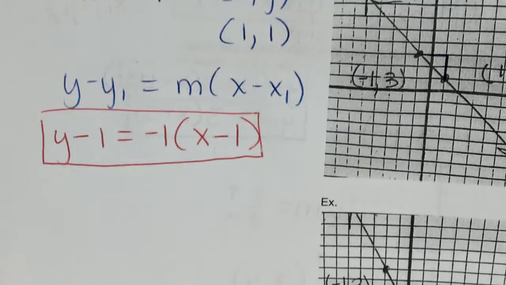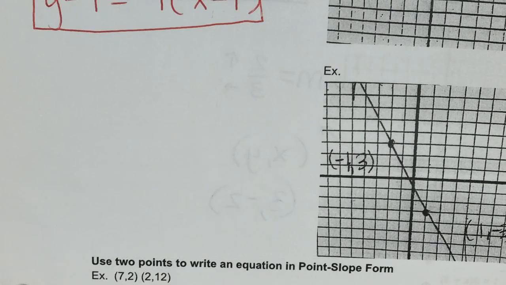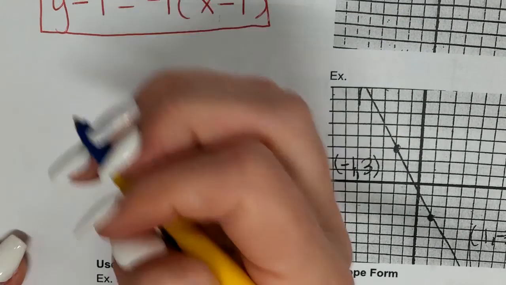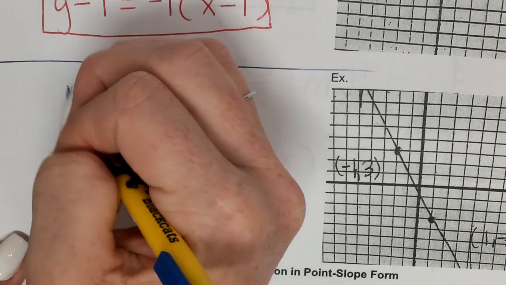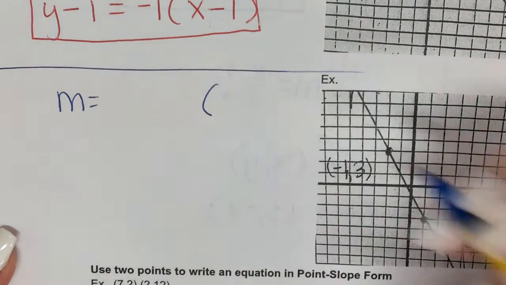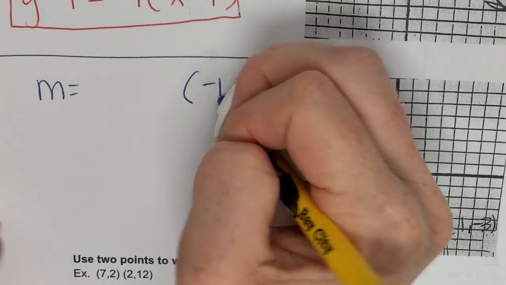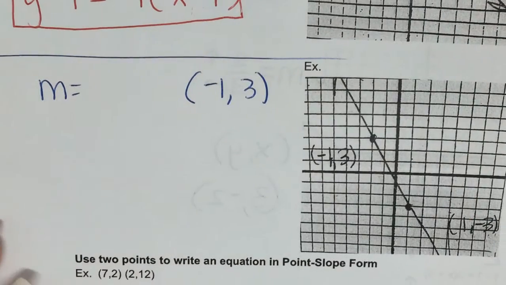Okay, you try the next one on your own. So that we all get the same answer, let's use the same point. So let's find the m. Everybody's going to find the m on their own. And the coordinate, which one of these do y'all want to use? -1, 3. So everybody use the same one so we get the same answer. Go.